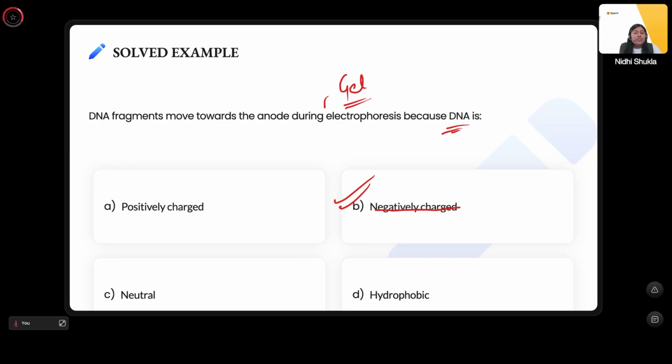DNA is negatively charged due to the presence of phosphate groups. Positively charged, no. Neutral, no. Hydrophobic, no. Okay, your answer is going to be negatively charged.